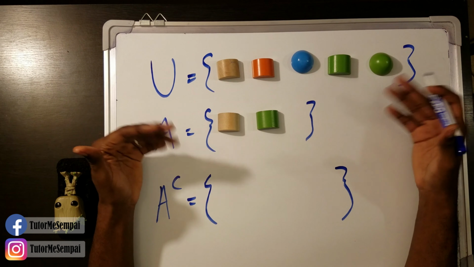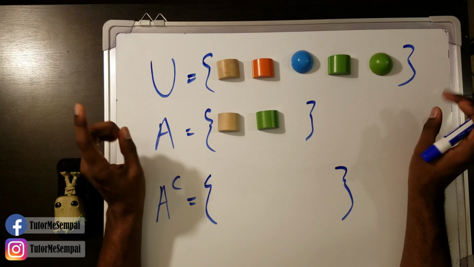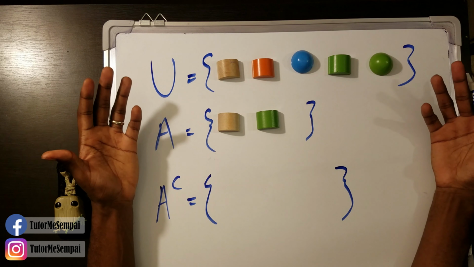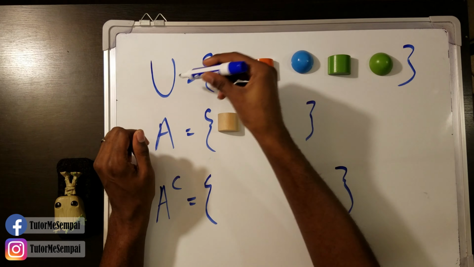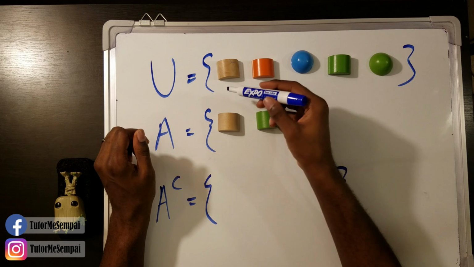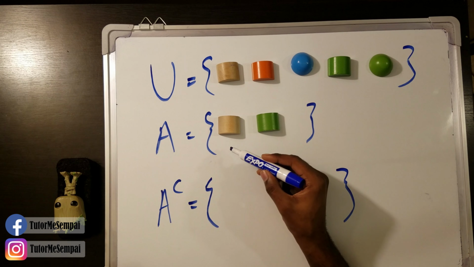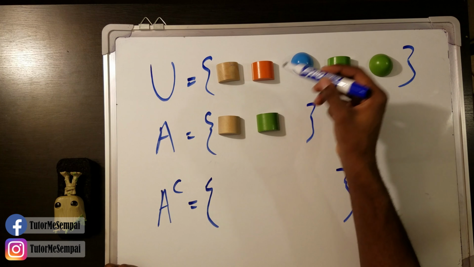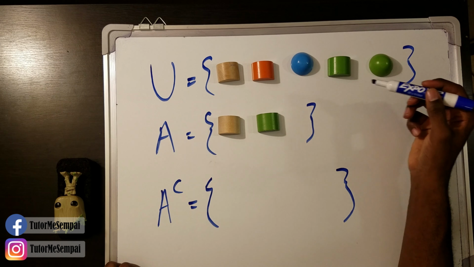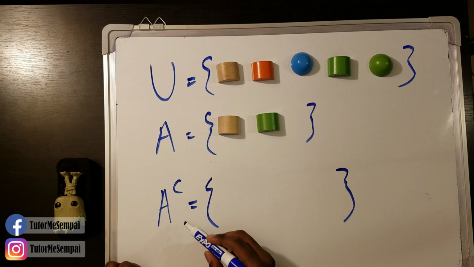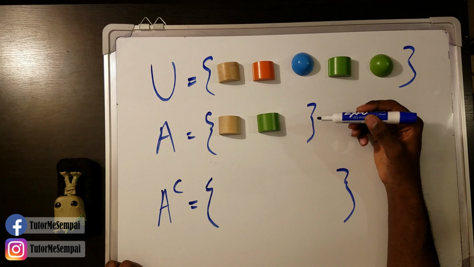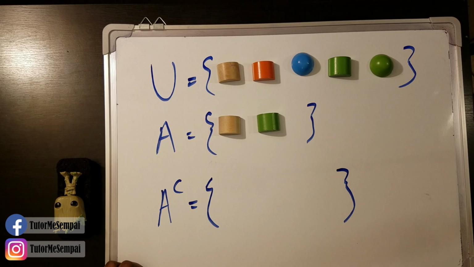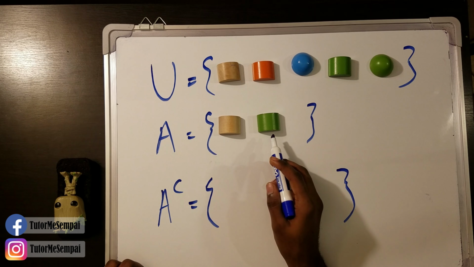So let's look at the example of these blocks. Remember, sets don't have to be numbers. You can use blocks as well, or anything. These blocks are going to make up our universal set. And you notice that we have a smaller set, A, that has some of the same blocks from our universal set. We want to use these two sets to figure out a complement. Well, the first thing we have to do is figure out what blocks are in A. You can't find what's not in A if you don't know what is in A. So we have this tan block and this green block.